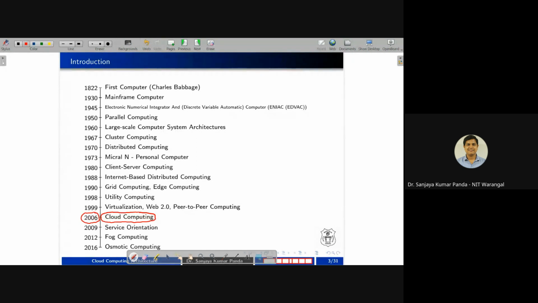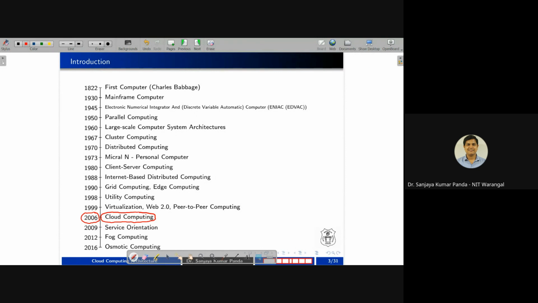Let's say we require 1024 GB of RAM. So let's say we have 1024 computers of 1 GB each. Together we have 1024 GB, or we can say 1 TB. So cluster brings that particular concept.